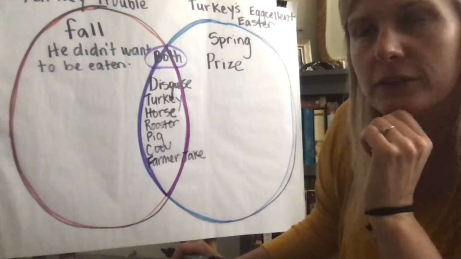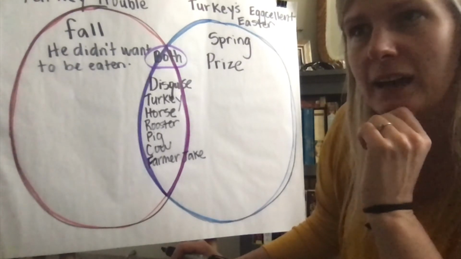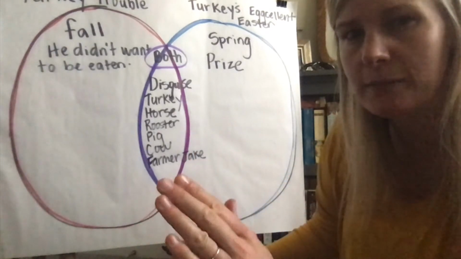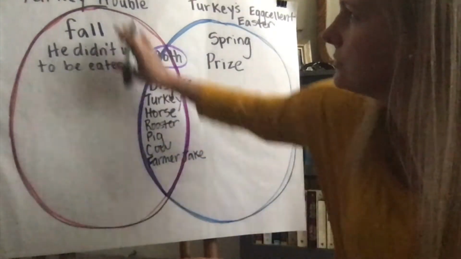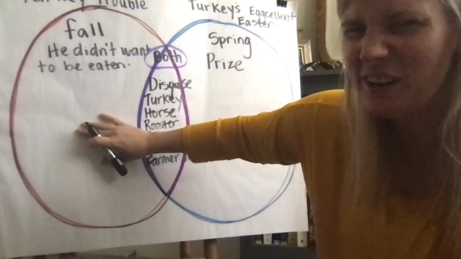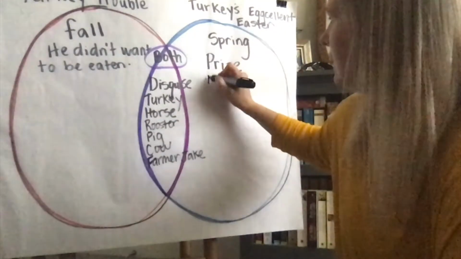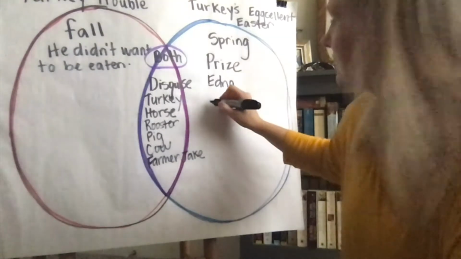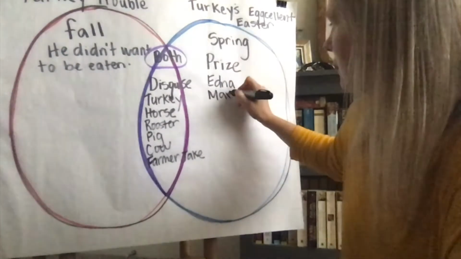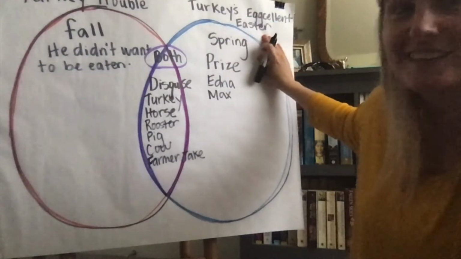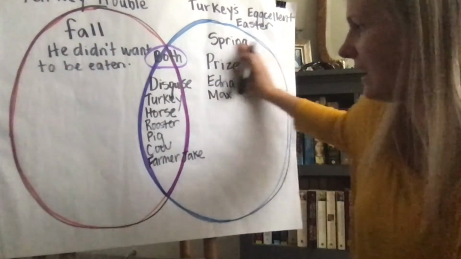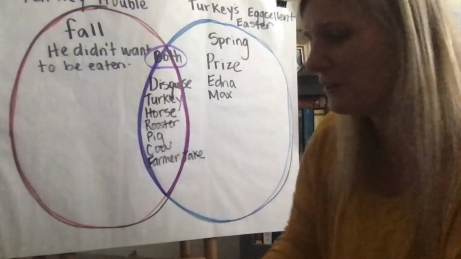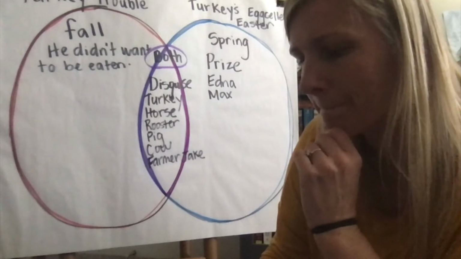There was one more character. Her name was Edna, and I remember another character named Max. Do you guys remember hearing the names Edna and Max in the story Turkey Trouble? I don't either. So I'm going to write Edna and Max. I'm going to write their names under Turkey's Excellent Easter because they were only in that story, not in Turkey Trouble. Very good. All right, let's think a little bit more here.